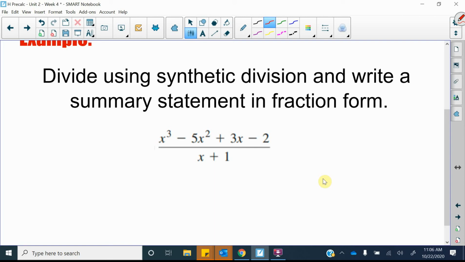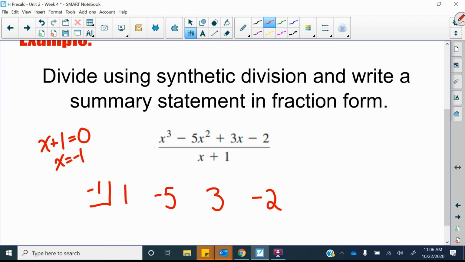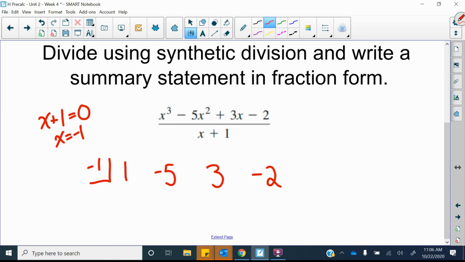So I'll get started on this one. Reminder, inside your box for synthetic division is always the 0 of our divisor. So if you set it equal to 0 and solve, you end up with a -1. Looking at my dividend, it looks like we have every single term in order in this case. So I'm just going to use the coefficients out front: 1, -5, +3, and then -2. Don't forget about those negatives as well.